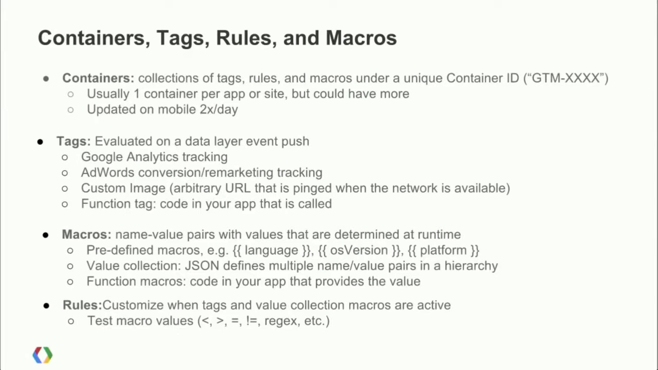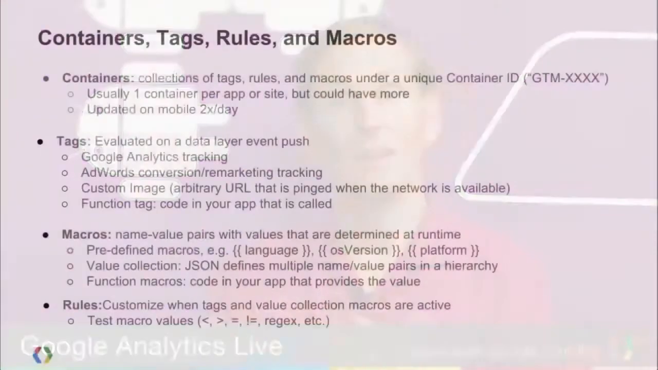Another possibility: maybe you have some backend that you're using and you want particular URLs to be hit when certain things happen in your application. That's the idea of a custom image. So you're actually, in the UI, building up a URL, and that URL is going to be retrieved. We'll do an HTTP GET on that URL, again, when an event occurs that matches the rule for that tag.